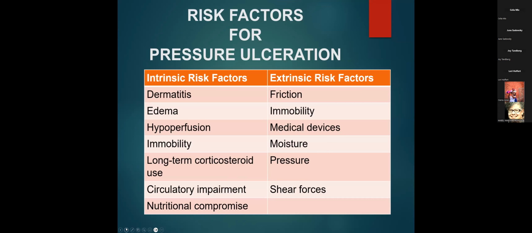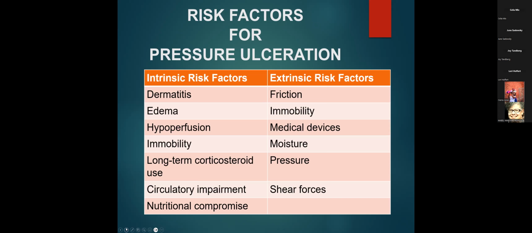So the risk factors for ulceration are inflammation of the skin or dermatitis. So these are all internal or intrinsic risk factors. Edema is a really big factor. So if you have swelling, whether it be due to heart failure or lymphedema, you've got compromised skin that can break down very easily. Obviously, low arterial blood supply is going to increase the risk for an ulcer.